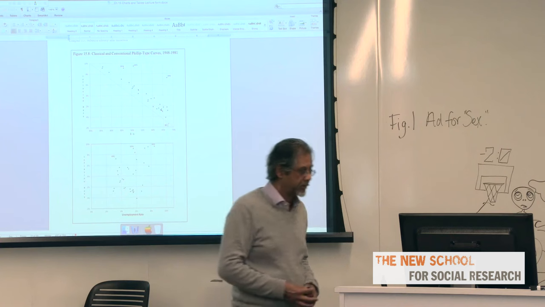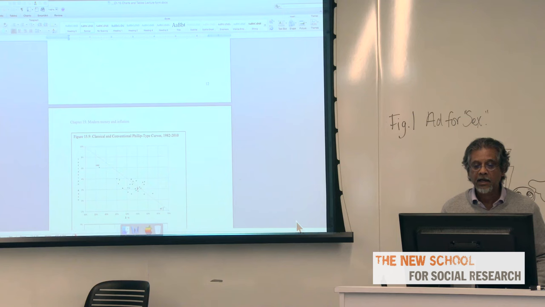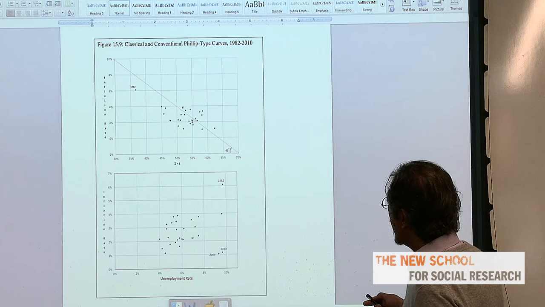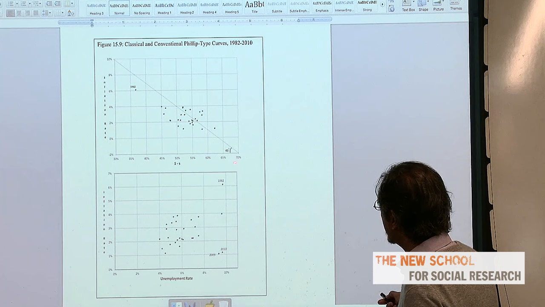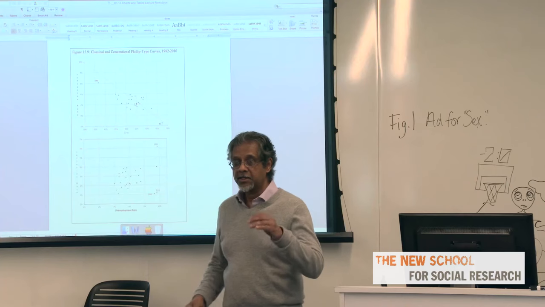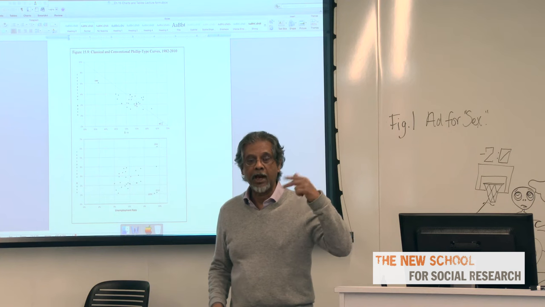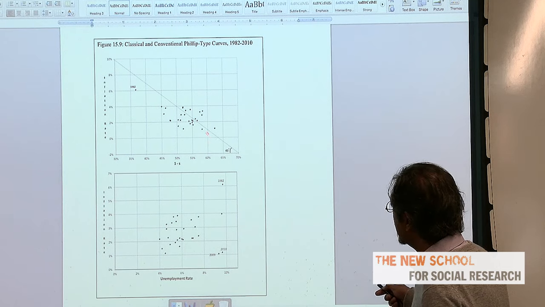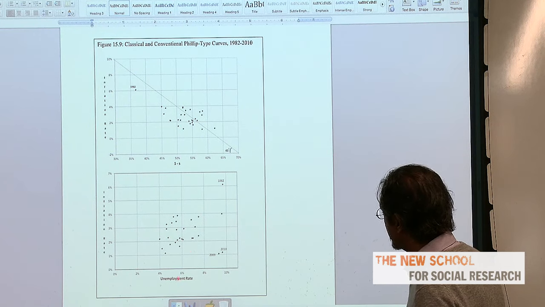In the second period, which is 1982 to 2010, you still have a fairly good relationship for the classical curve. But notice that the classical curve has two other variables I'm leaving out here. So we're going to get back to what happens when you put those variables in. But still, you get a reasonably good relationship here. And you get exactly the wrong relationship for the Phillips curve, because it sloped in the wrong direction.